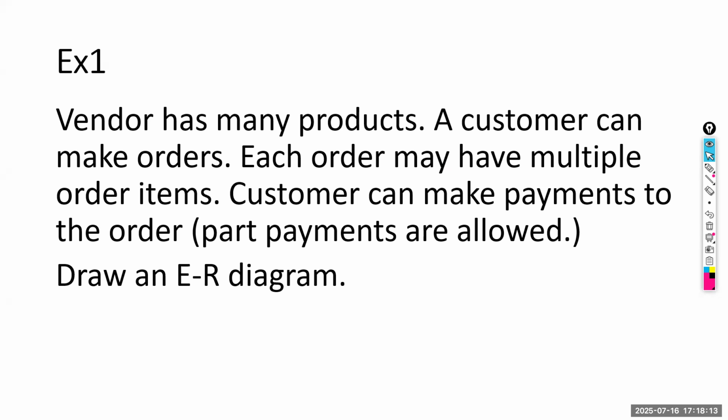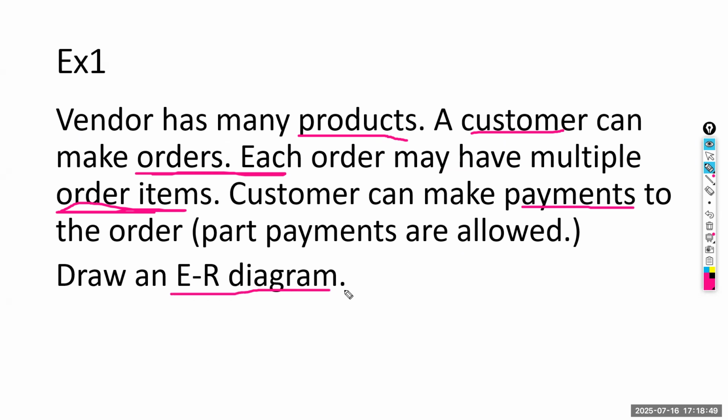The vendor has many products. Customer can make orders. Now, these are the possible entities, right? Vendor has many products. Customer can make orders. Each order may have multiple line items, like a bill. Customer can make payments to the order. Order we have installments. That means part payments are allowed. That means you can pay it in parts, like buying a washing machine and paying in parts. Right? So draw an ER diagram.